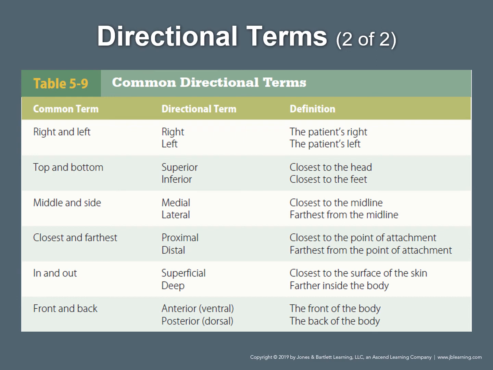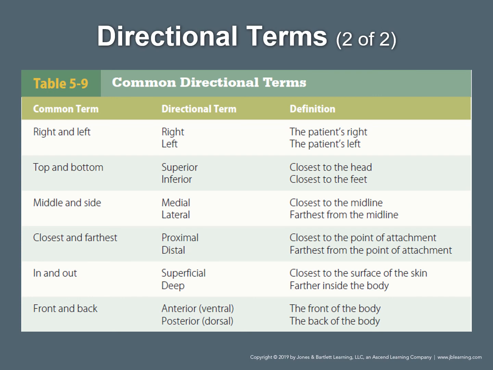So top and bottom is superior, inferior. Remember, it's closest to the head, closest to the feet. Middle and side are medial and lateral, closest to the midline, farthest from the midline. Closest and farthest, proximal and distal. This is closest to the point of attachment or farthest from the point of attachment. In and out would be superficial and deep, closest to the surface of the skin or farther inside the body.